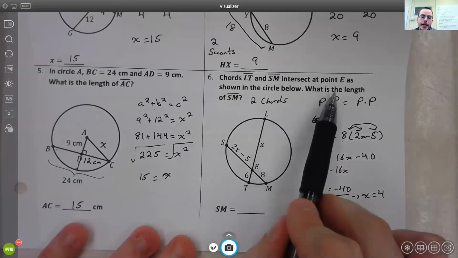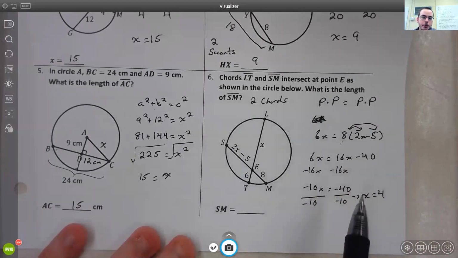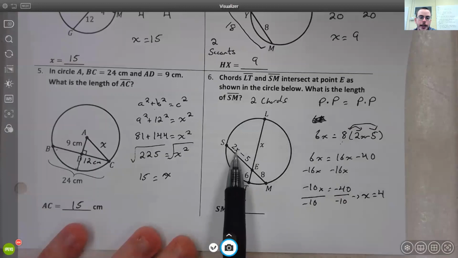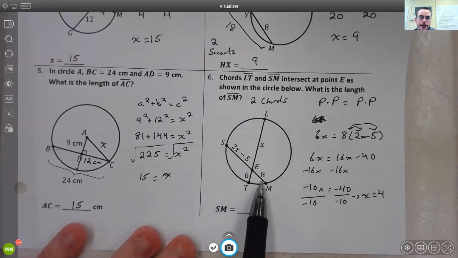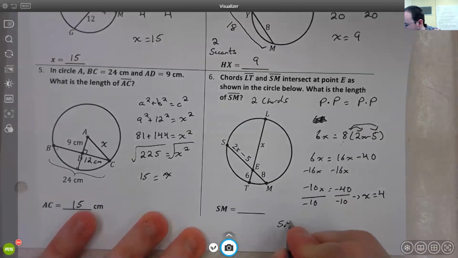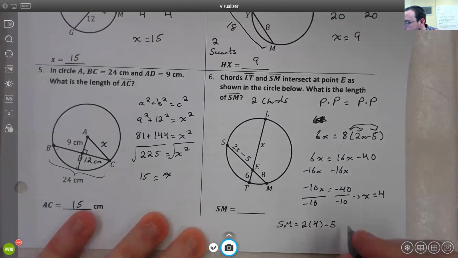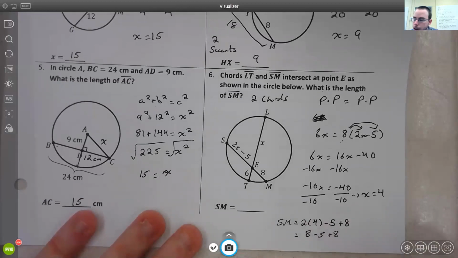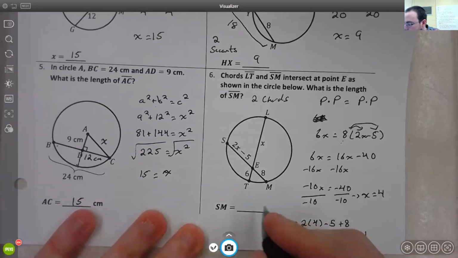It doesn't want x though, it wants the length of SM. So we have to plug in x here, but SM is this entire thing. So SM is going to be equal to 2 times 4 minus 5, and then plus the 8. 2 times 4 is 8. 8 minus 5 is 3, plus another 8 is 11.